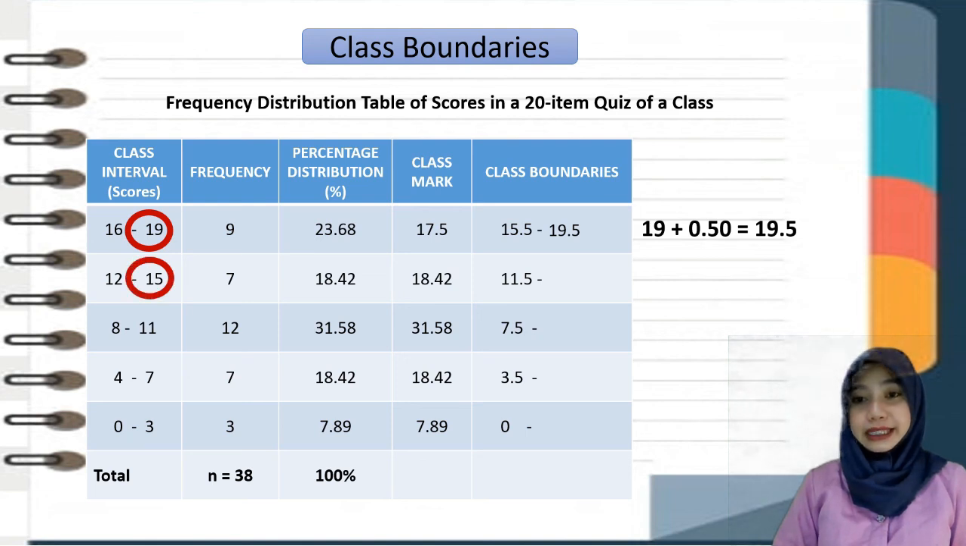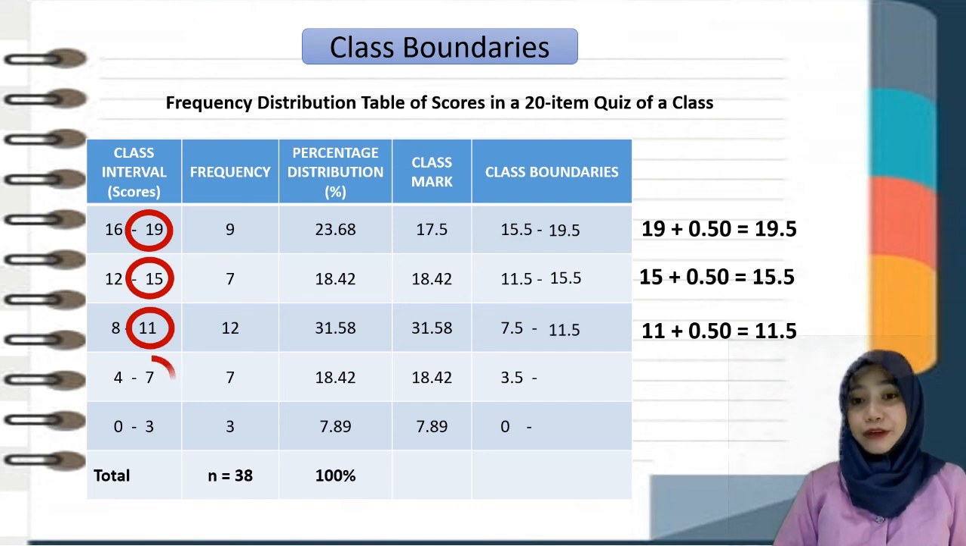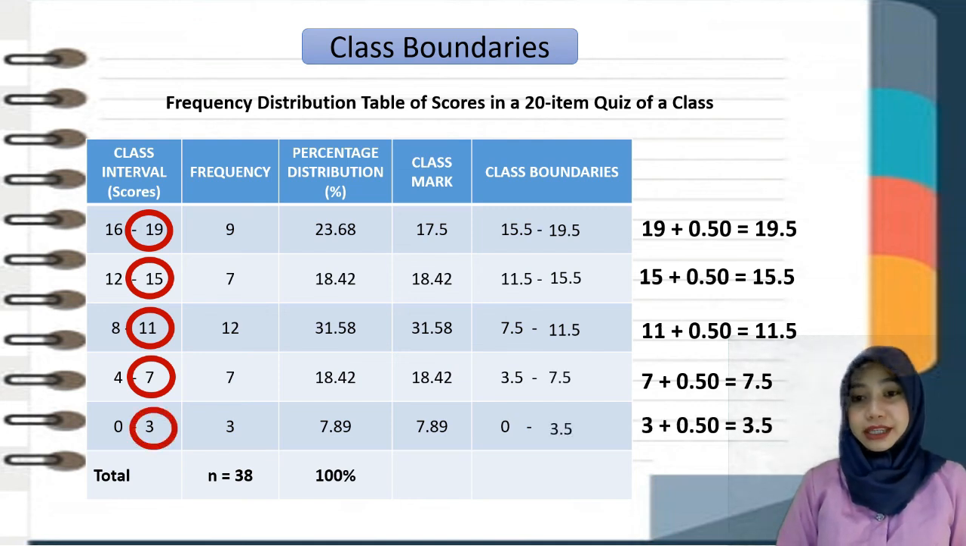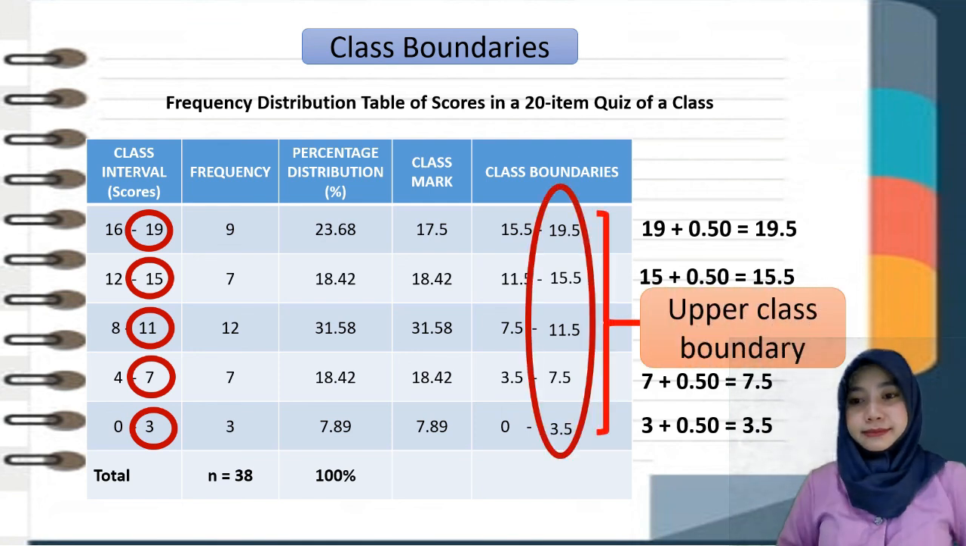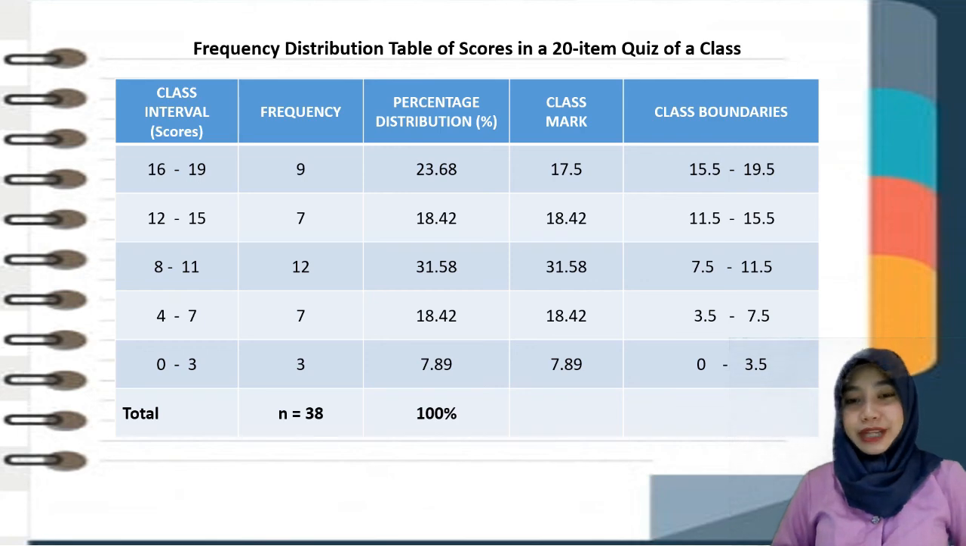So we will add again 0.5 to it. So we have 15.5. Next, 11 plus 0.5 is equal to 11.5. Next, we have 7 plus 0.5 is equal to 7.5. Next, we have 3.5. And these are what we call the upper class boundaries. Perfect! We have now the class marks and the class boundaries.